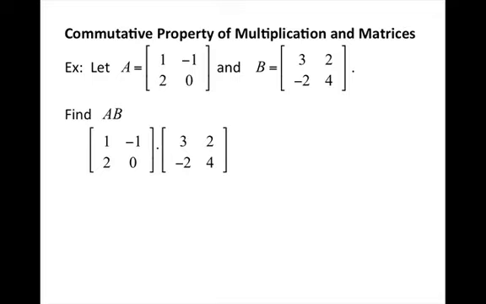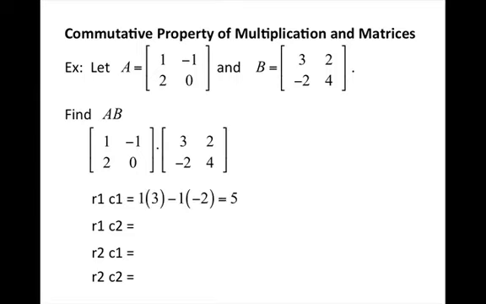Well, check the size. These are each 2 by 2. So the number of columns in my first matrix is a 2, and the number of rows in my second matrix is a 2. So I can multiply these. My outside numbers are 2 and 2, so the size of my answer is going to be a 2 by 2. So I'm going to multiply the rows in the first matrix by the columns in the second matrix. So I'm going to end up multiplying row 1 by column 1 and row 1 by column 2, and then row 2 by column 1 and row 2 by column 2.